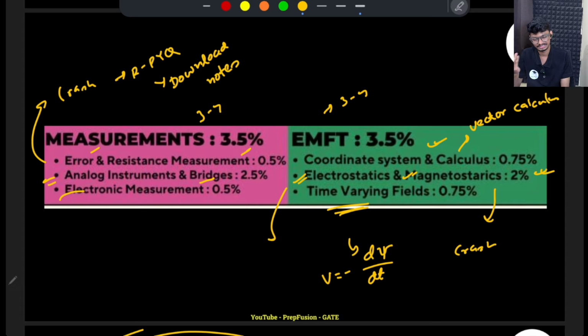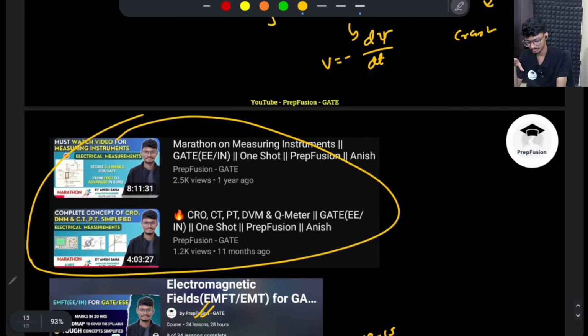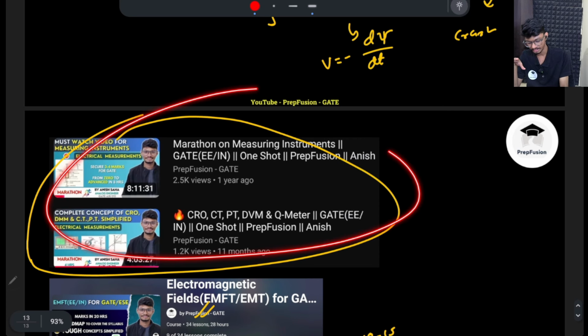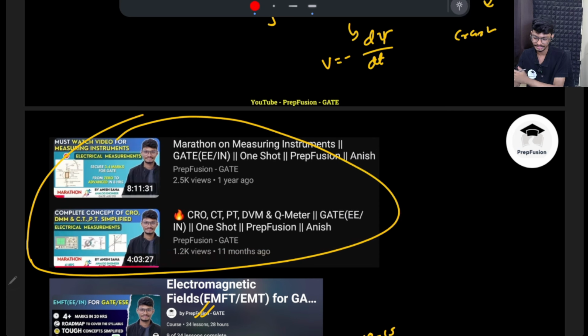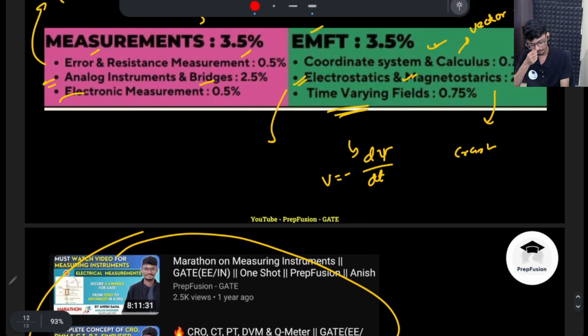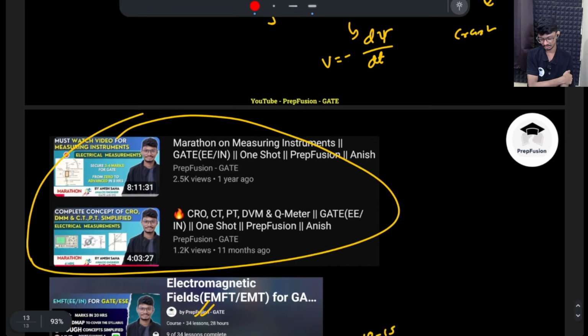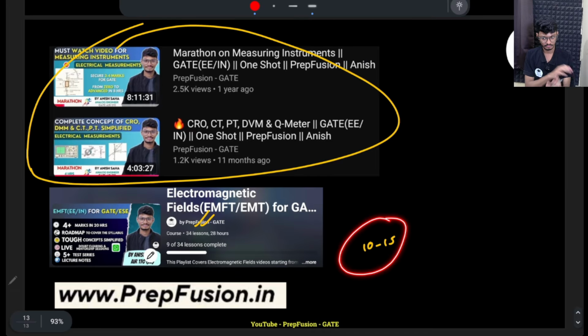So if you are running late in time, cover this EMFT from any other crash course, because I have not provided an EMFT crash course. For the measurement part, I have already covered the most important parts from where they will ask questions. The remaining parts you can cover from other places, or you can just watch the notes. So yeah, that's basically it from my end.